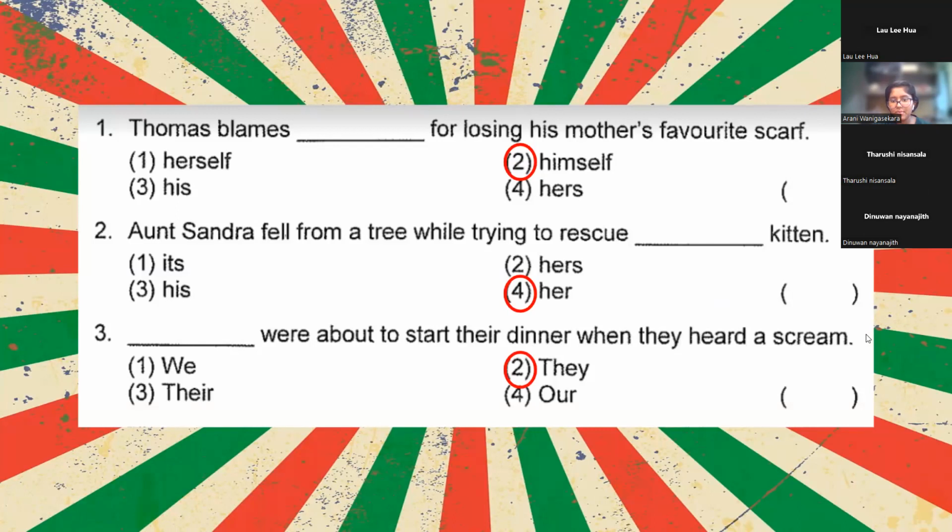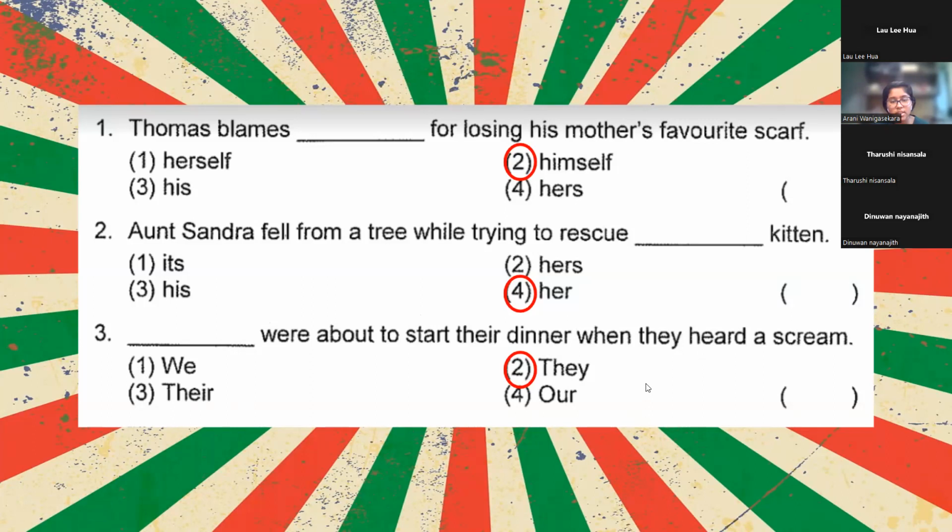they heard a scream, right? You have to say they were about to start their dinner when they heard a scream, because they have used the word their. So you can't really use the word we. And you can't say there. There were about to start. You use the word their when you have something that belongs to them. So the correct word should be they. They were about to start their dinner when they heard a scream. Is that clear? Any other questions from this slide?